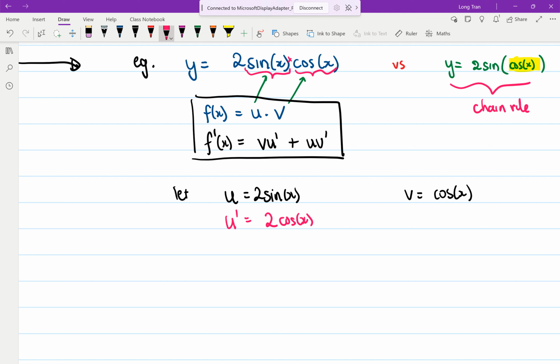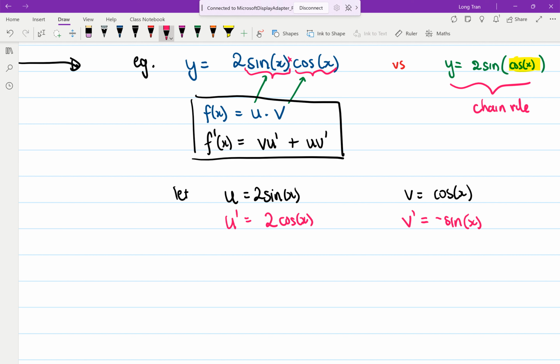Same thing with v dash. I'm finding the derivative of cos of x. So go back to your 6 rules. What is the derivative of cos of x? Let's go with Zach. Negative sine of x. Very good. Negative sine of x. There we go.